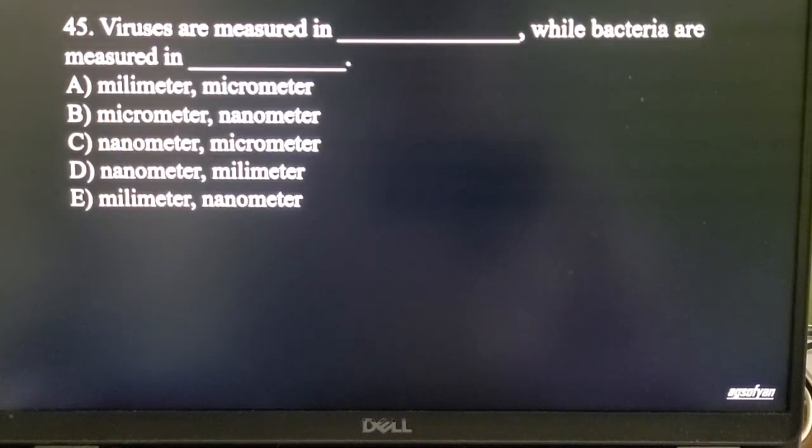Number 45. Viruses are measured in blank, while bacteria are measured in blank. Choose your answer. A, millimeter and micrometer. B, micrometer, nanometer. C, nanometer, micrometer. D, nanometer, millimeter. E, millimeter, nanometer.